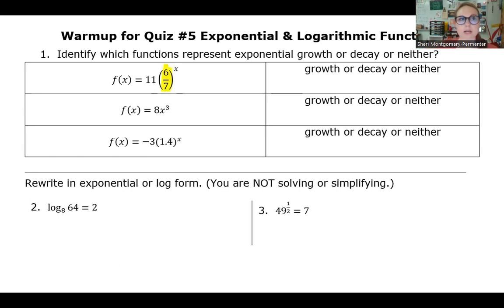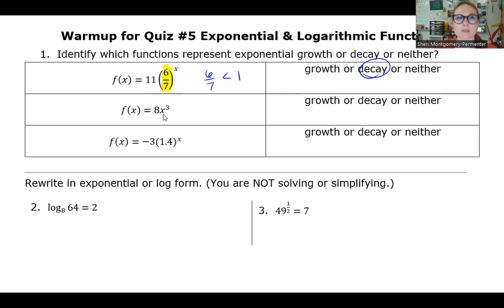So for the first one, it's 6/7. And to check a fraction, you have to look at where the bigger number is. If the bigger number is on the top, then it's a number bigger than 1. So for this one, would that be growth or decay? Is that a number bigger than 1 or less than 1? Less than 1. So 6/7, it is less than 1. So we would say that that is decay.